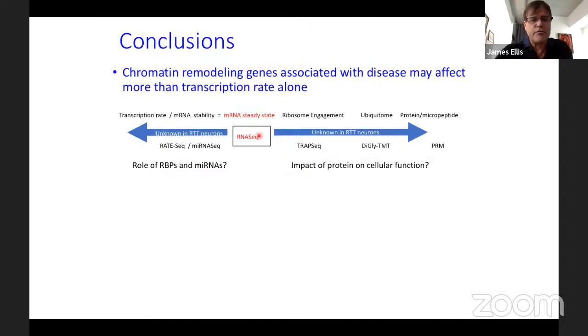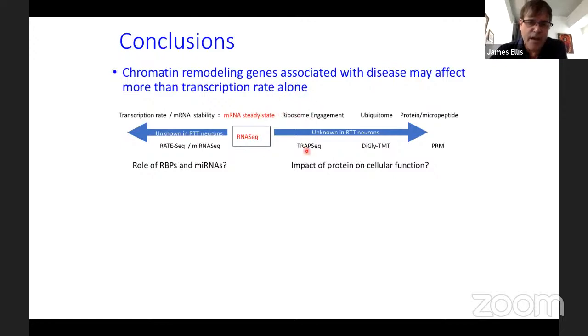So in conclusion, chromatin remodeling genes like Rett syndrome, but there's a lot of other chromatin remodeling genes that cause neurodevelopmental disorders. They may affect more than the transcription rate alone. RNA-seq detects the steady state.